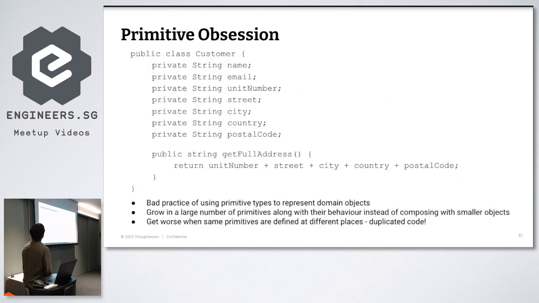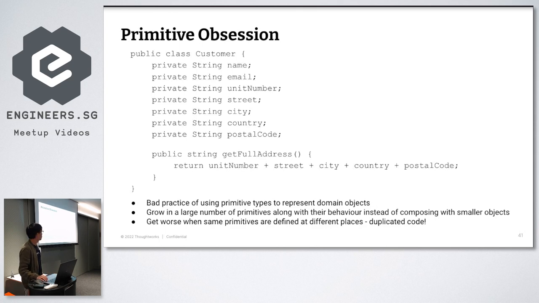So this is called primitive obsession. It's a very bad practice of using primitive types to represent domain objects. From here, we have the customer class with name, email, unit, street, city, country, postal code, and so on. One of the disadvantages of this kind of code is that the number of primitives tends to grow along with the behavior. If we need, let's say, an office address, are we going to add other variables here related to the office address? It could get worse when the same primitives need to be defined in different places. We will end up having duplicated code.